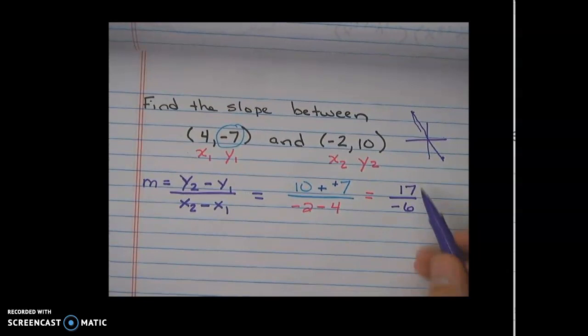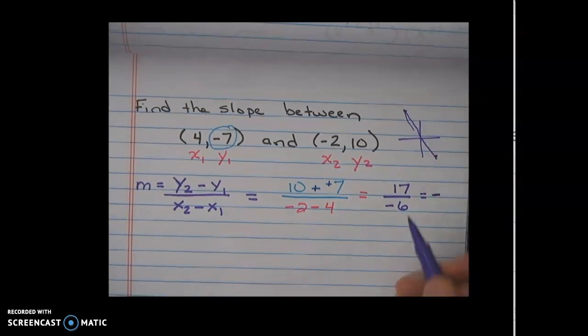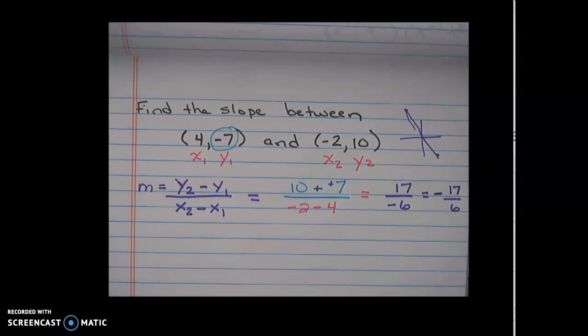And so because that slope has a positive divided by a negative, I know that it's going to be a negative slope, which is what I thought at the beginning. And if this fraction could be reduced, we would reduce it. This 17 over 6 can't be reduced, so we're just going to leave it as 17 over 6.